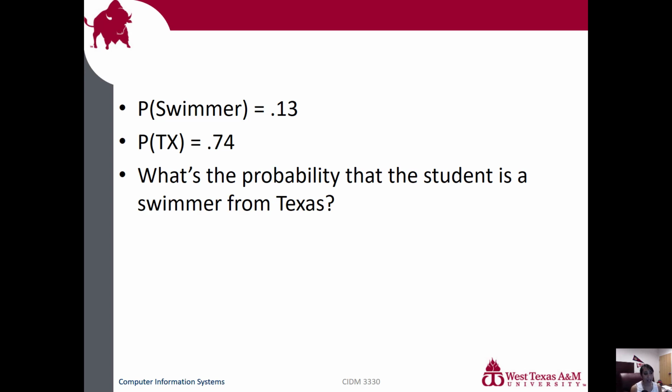Being a swimmer and being from Texas are completely independent. One does not depend on the other, or being one does not increase or decrease your chance of being the other. So because these two are independent, to find the probability that both of these events are occurring, all I have to do is multiply them together. So that's 0.23, which is the probability of being a swimmer, multiplied by the probability of being from Texas, is equal to 0.1702. So the probability that a student is a swimmer from Texas is 0.17.